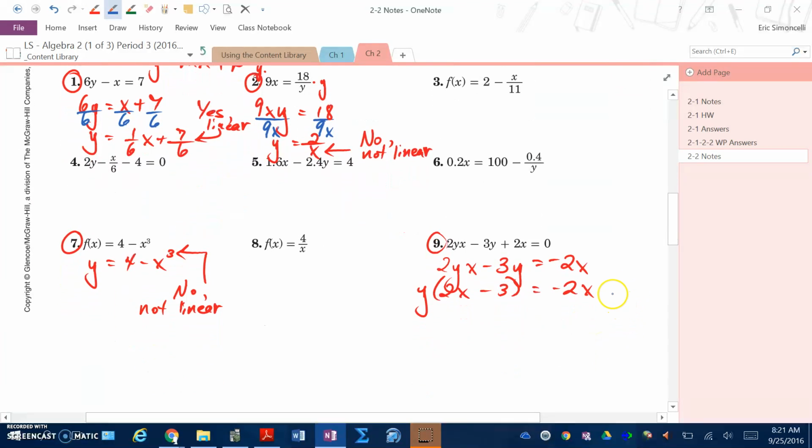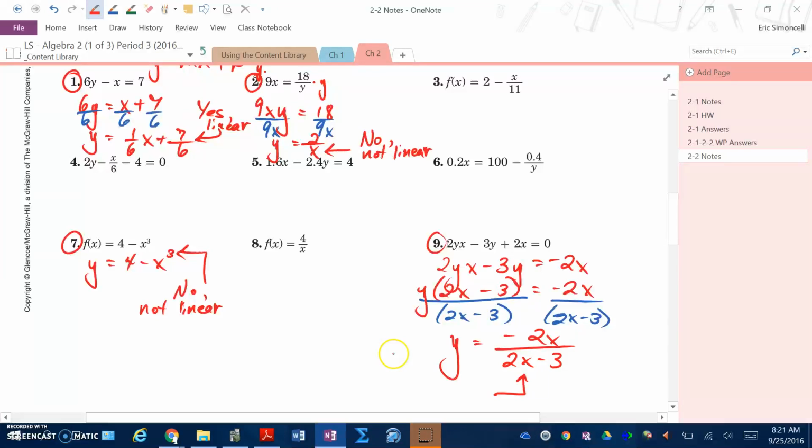Then from here, we'll go ahead and divide both sides by 2x minus 3. If you do that, we'll be left with y equals what we want, negative 2x over 2x minus 3. Because we have a denominator with a variable, we say that no, this is not linear. Again, we may see that this is a function down the road when we graph and observe this type of setup, but it is certainly not linear. All right, let's flip it over to the next side.